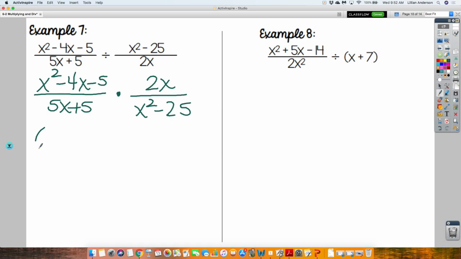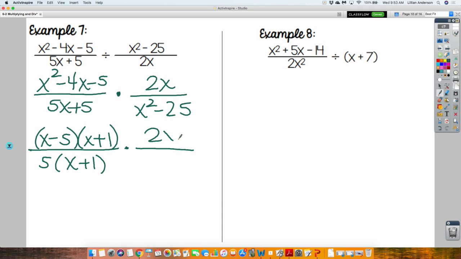Let's look at example 7. How'd you factor the top? x minus 5, x plus 1, over 5, x plus 1. Good. I leave the 2x. Very good. That is difference of perfect squares.